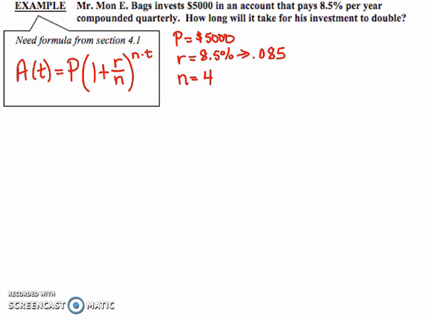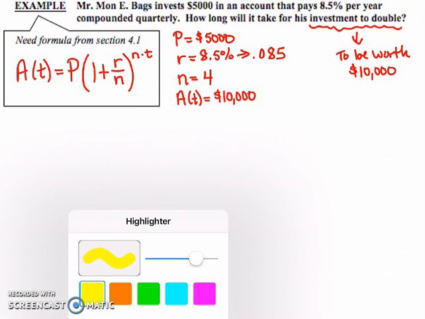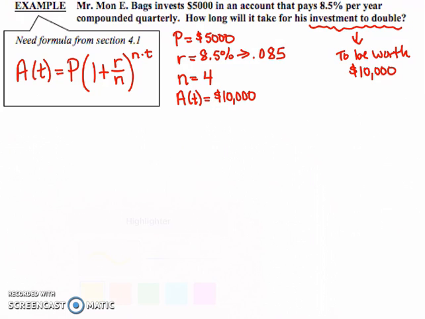If we want to know how long it will take for his investment to double, then we want it to be worth twice what it started as. If it started as $5,000, then we want his investment to be worth $10,000. So we want our equation to be equal to $10,000. And the question is, how long will it take? That means we're solving for t in our equation.